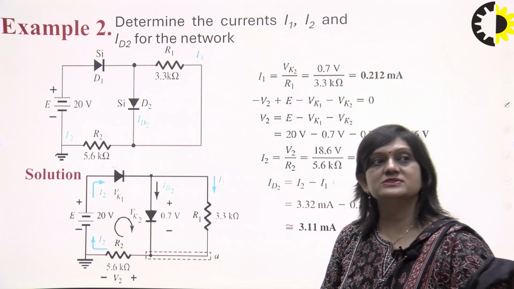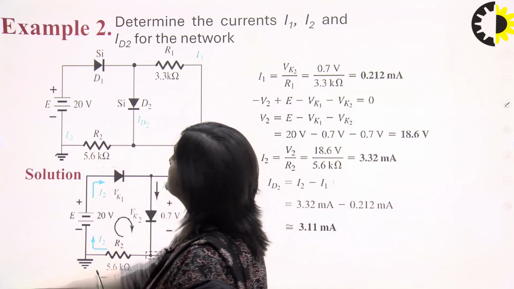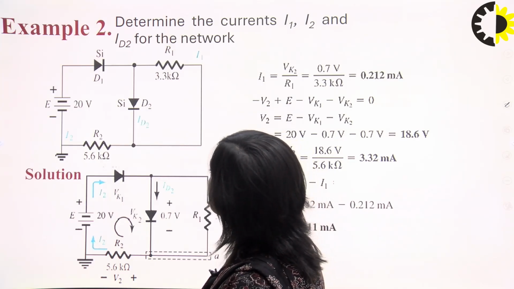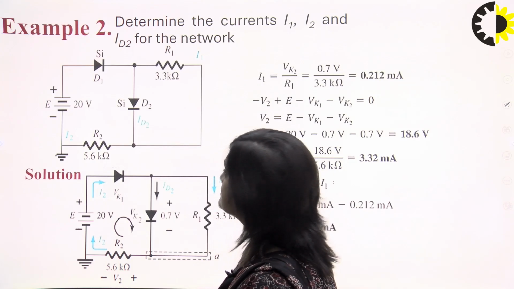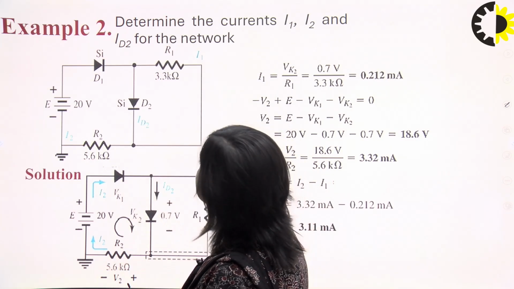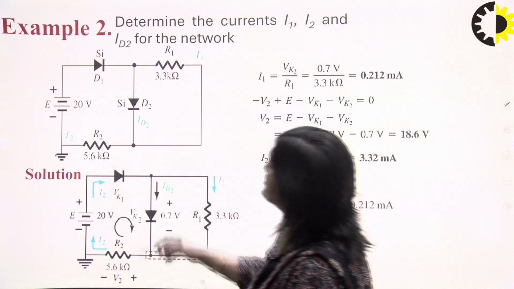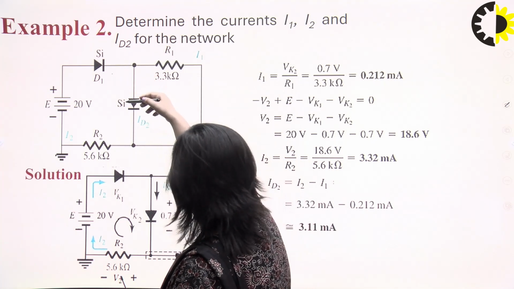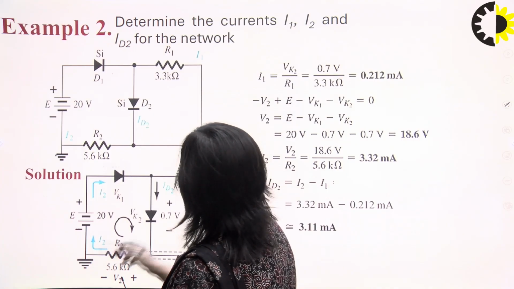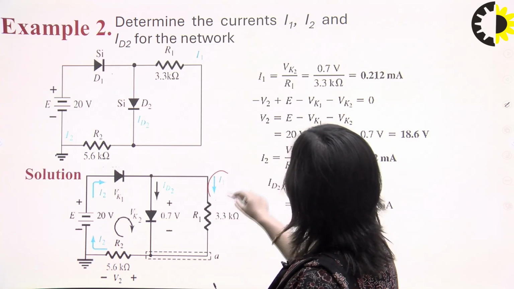Now this is the second numerical, and we can see here this is a silicon diode, and this is also a silicon diode. So we can draw the equivalent model of this numerical question. Here we can replace this silicon Si with 0.7 volt, and this Si can also be replaced with 0.7. Then we can apply KVL here, and we have to find the value of I1.